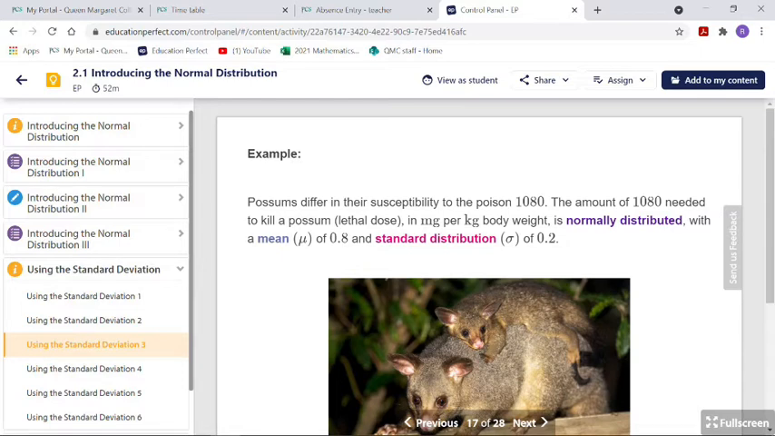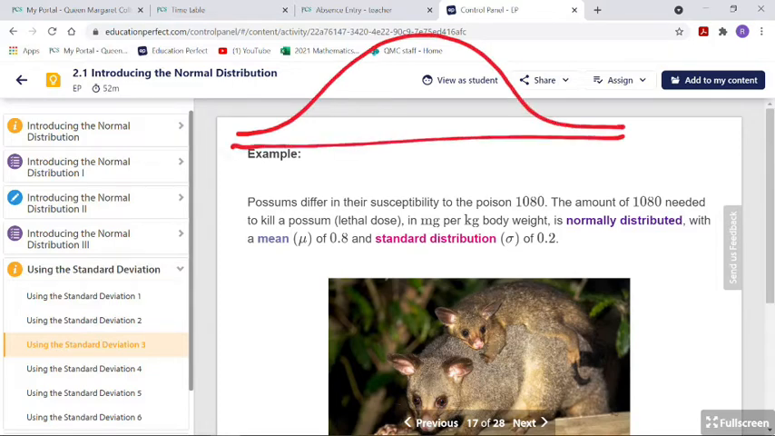So, if it says normally distributed, you automatically think about that normal curve. Yes? Is there a difference between standard deviation and standard distribution? No. Yeah, that's odd. But it's still abbreviated sigma, so it's still going to be the same. All right. So normally distributed with a mean. So that means the number right in the center is 0.8.